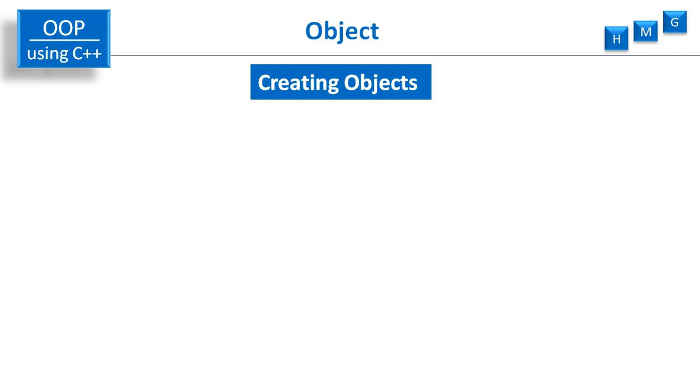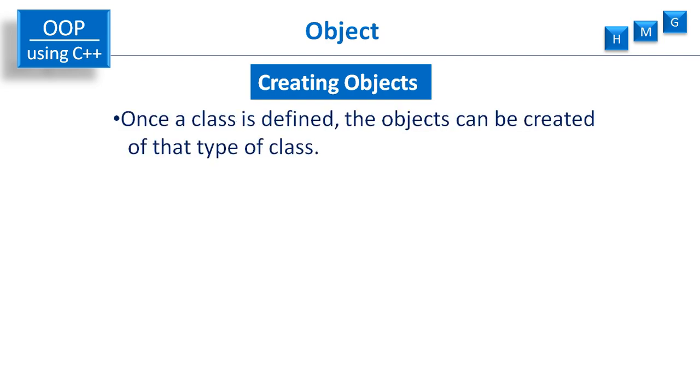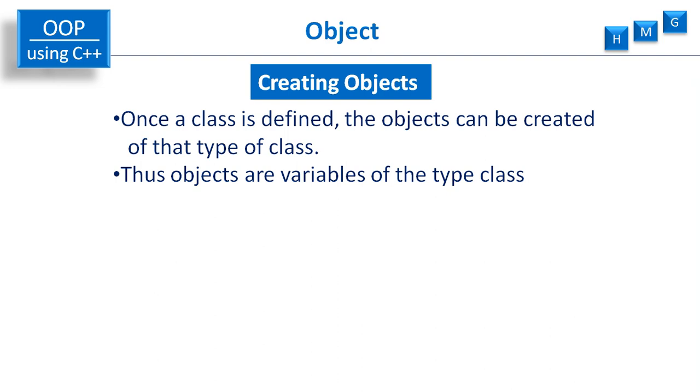Now let us see how to create an object. Once a class is defined, the objects are created of that type of class. The first step should be defining a class, and once it is defined, you can create objects. Thus, you can say that the objects are nothing but the variables of the type class.